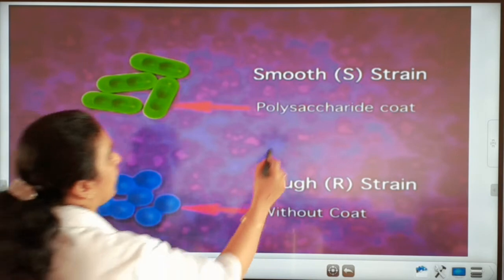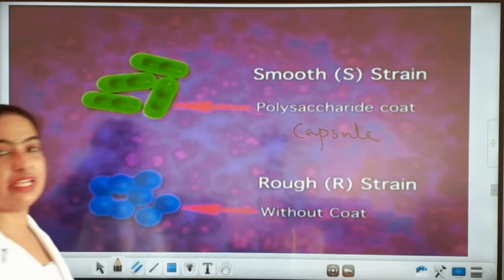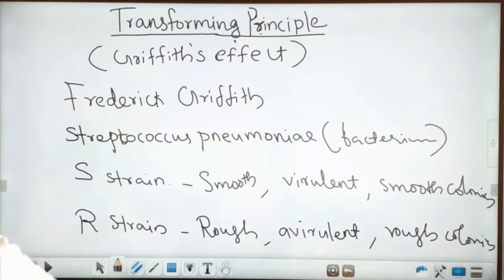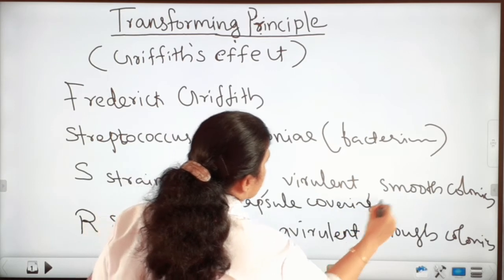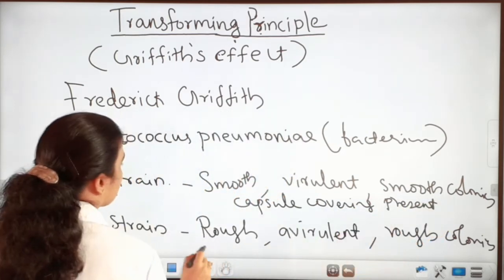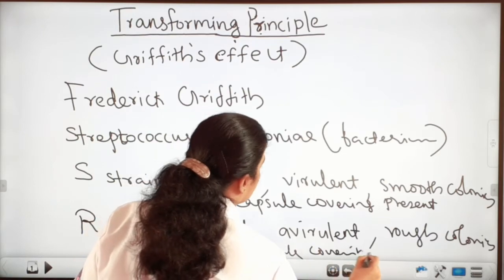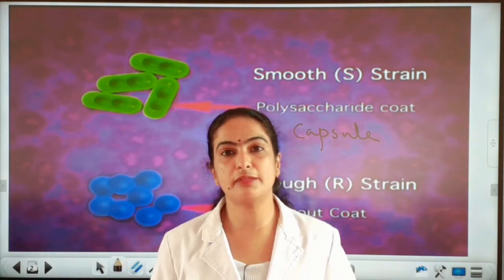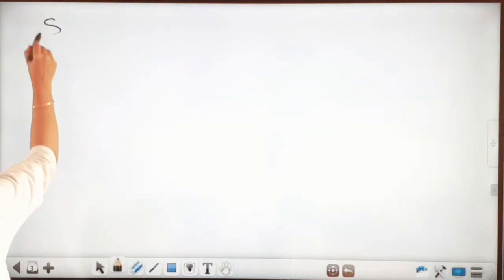One more peculiarity is there. In the smooth strain, there is a capsule covering made of polysaccharide. But in case of a rough strain, there is no capsule covering. That we can write over here. So, capsule covering present, but here in rough strain, no capsule covering or no coating. Okay, so these are the two strains, and we can see the experiment conducted by Frederick Griffith on these two strains of Streptococcus pneumoniae.